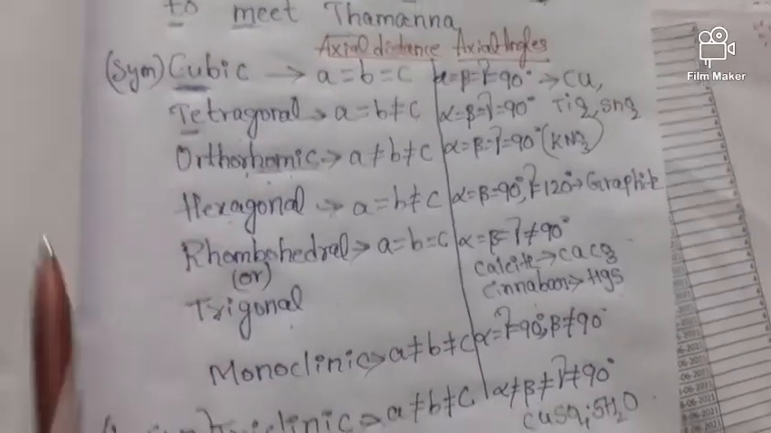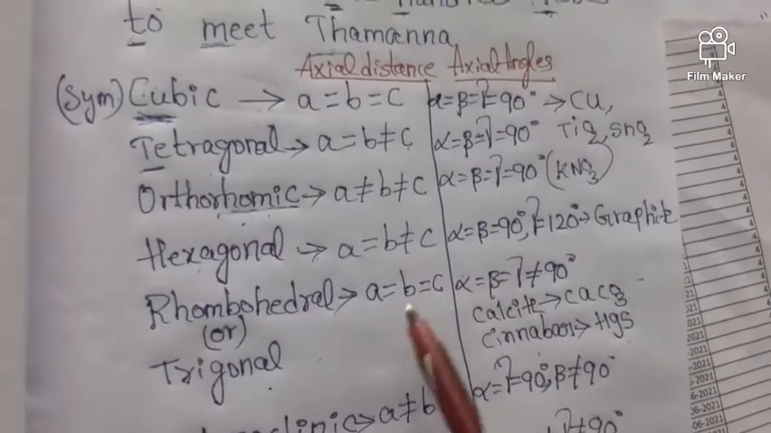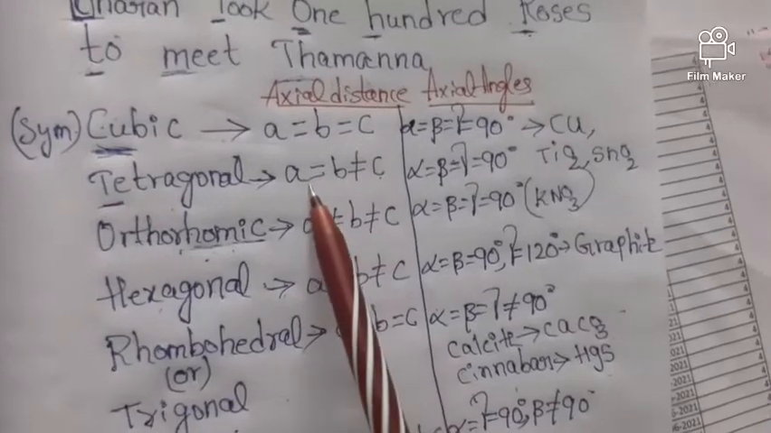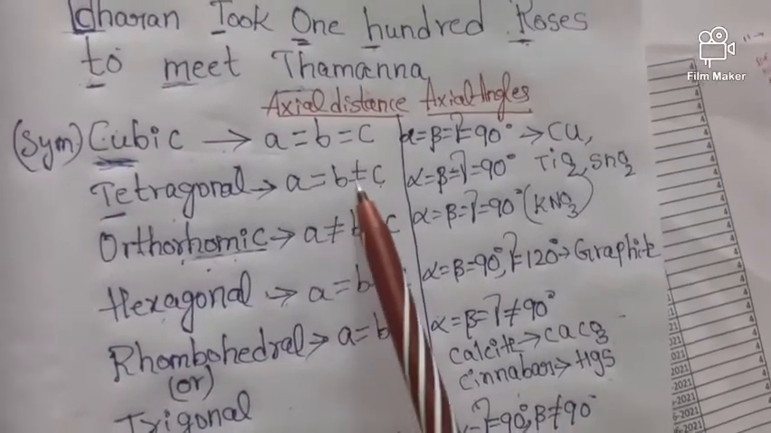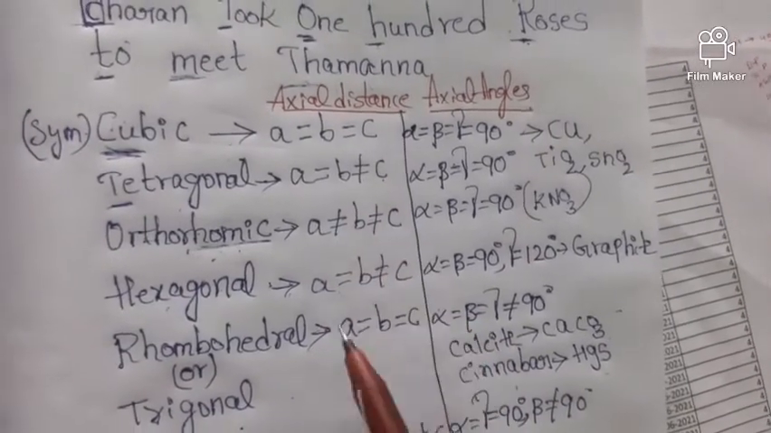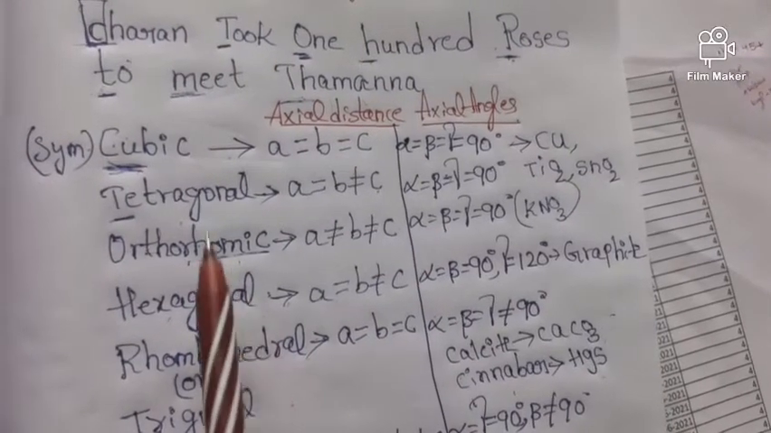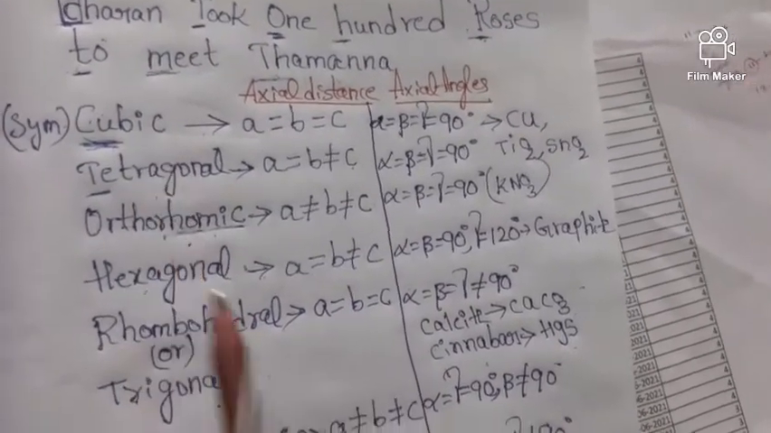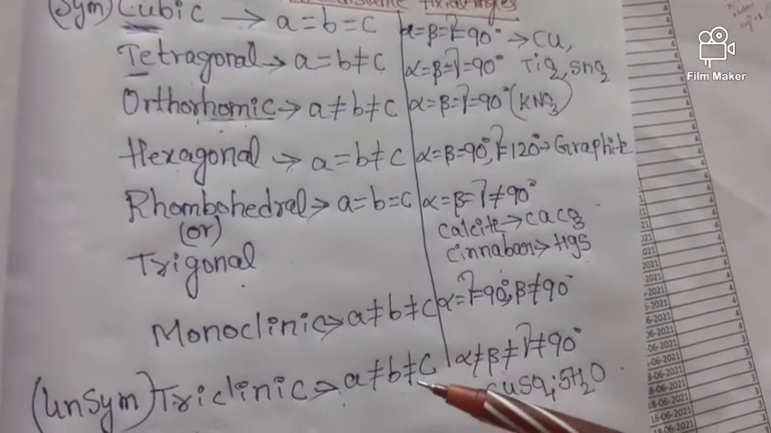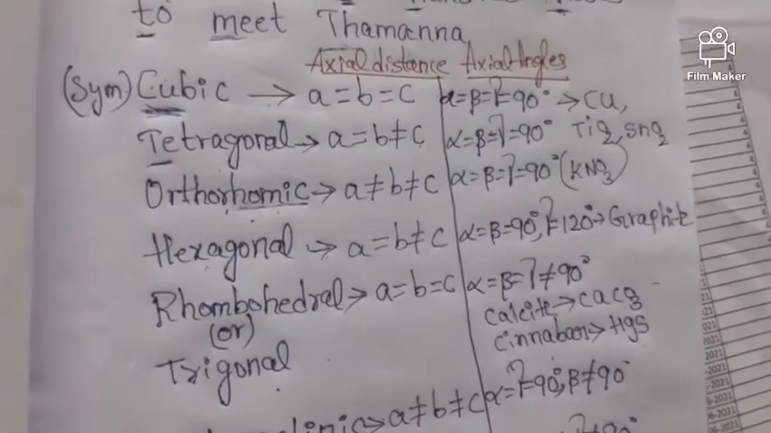Cubic is symmetrical, triclinic is unsymmetrical, and it is very easy for us to remember the axial distance. First, all are equal: A is equal to B is equal to C. In the second case, A is equal to B, but it is not equal to C. In the third case, all are not equal: A is not equal to B is not equal to C. And from the hexagonal, we have to repeat. Hexagonal and tetragonal are the same. Rhombohedral and cubic are the same. And the last two are not equal: A is not equal to B is not equal to C. So axial distances are very easy to remember, right?